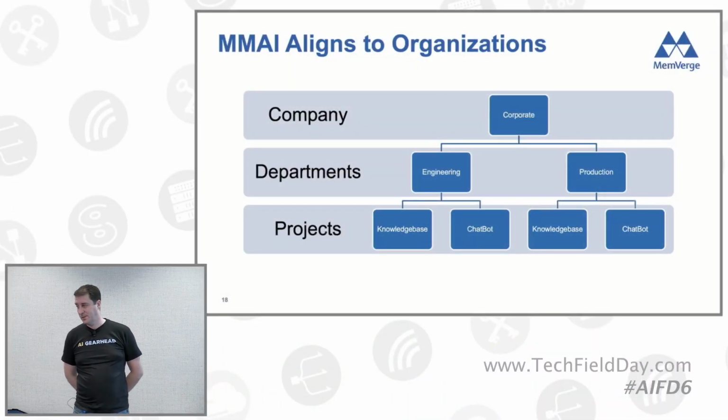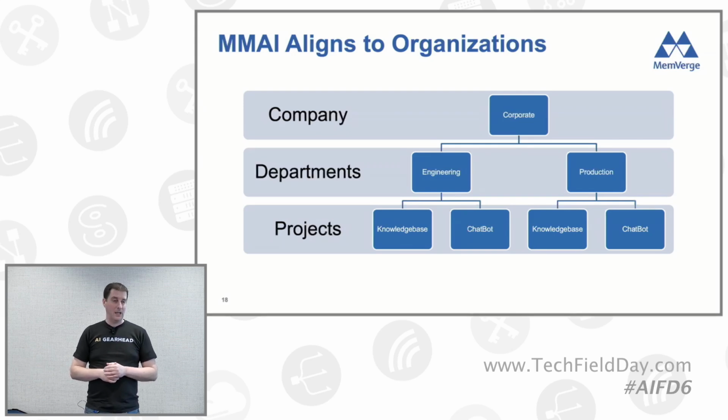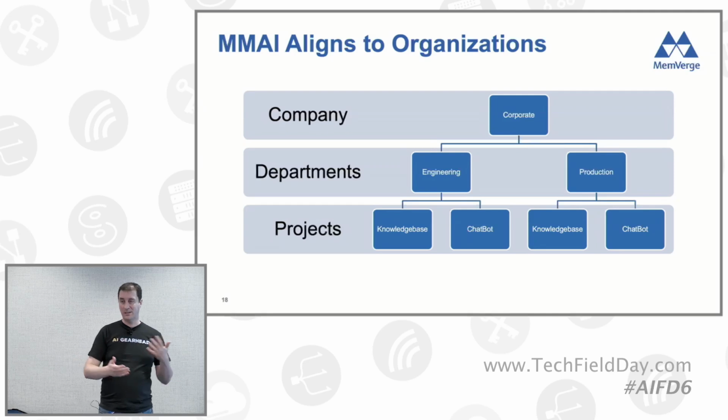So let me move on. Now we're getting into the fun stuff. Like I said, we align with the organization, so we have different levels of abstraction for how we present these GPUs and how they're utilized and presented to end users. Everything belongs to the corporation, could be MemVerge, could be whoever. Within each corporation, we have different departments. In this example, I have engineering and production, but you could have QA, test, dev, a whole number of departments. Then each department has its own projects, and that could be hundreds or thousands of projects.